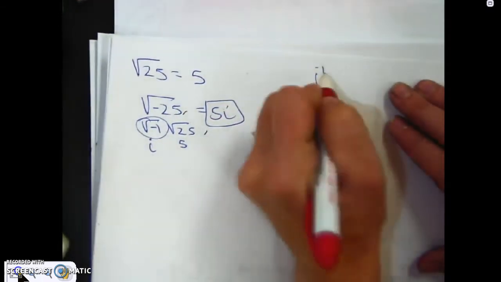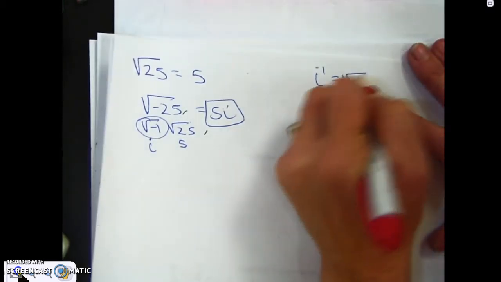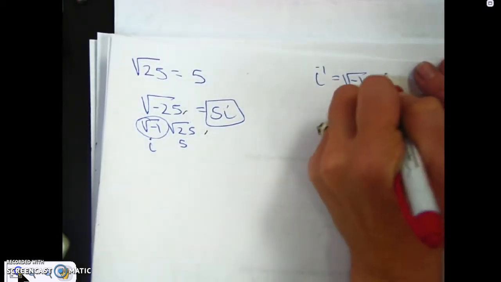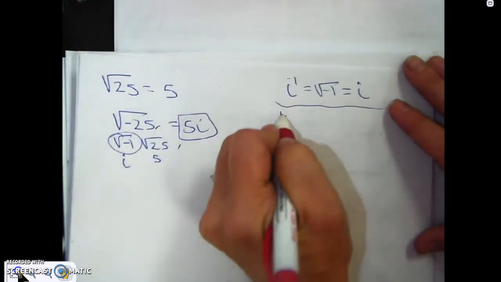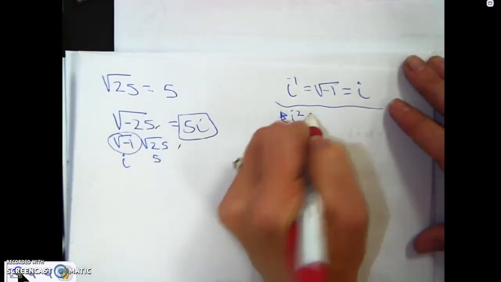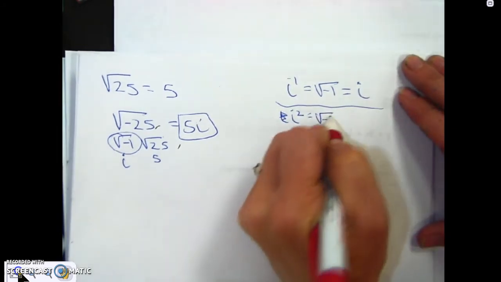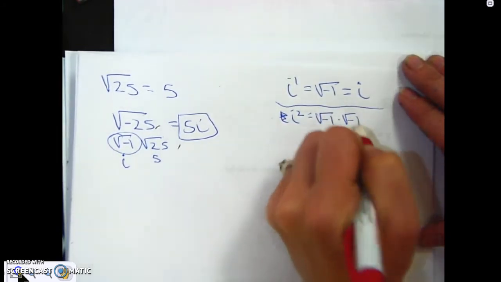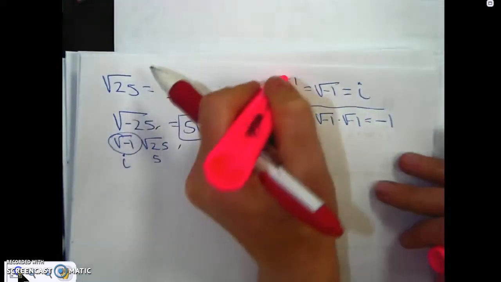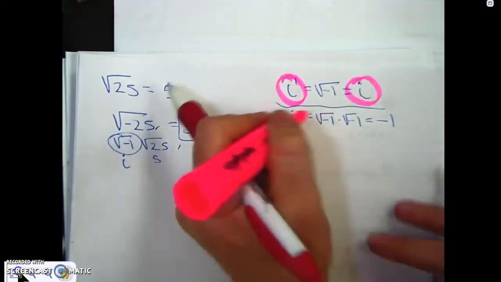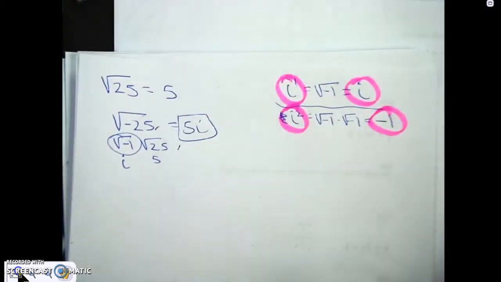So if I have i to the first, we know that's the square root of negative 1, which is just i. Okay? If I have i squared, that's the square root of negative 1 times the square root of negative 1, which is just negative 1. So when you see i to the first, it's i. When you see i squared, you're going to write negative 1.